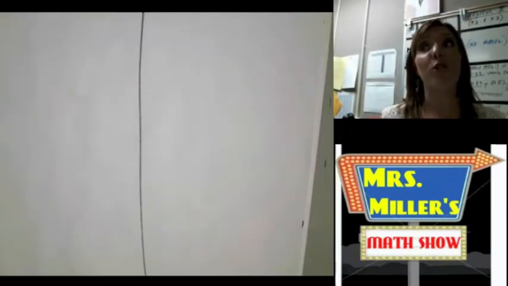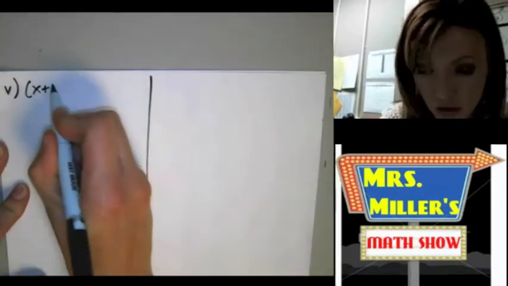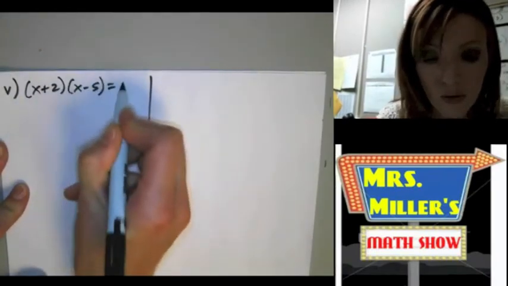Now I have to warn you guys. This is so easy that I'm worried you all are going to complicate it so much and get it wrong. Okay? I'm not joking, I promise. x plus 2 times x minus 5 equals 0. Do not overcomplicate it.